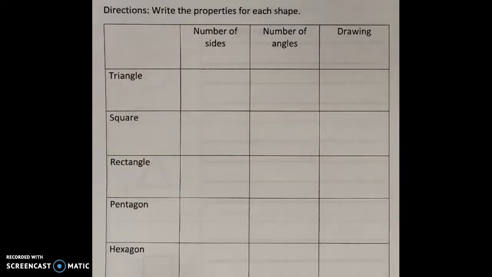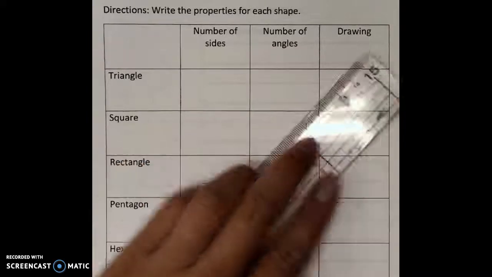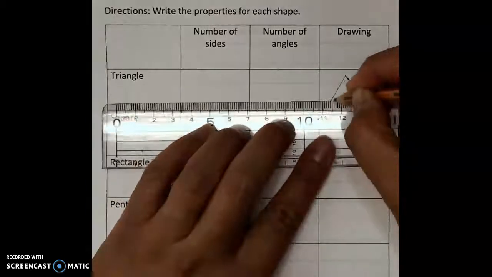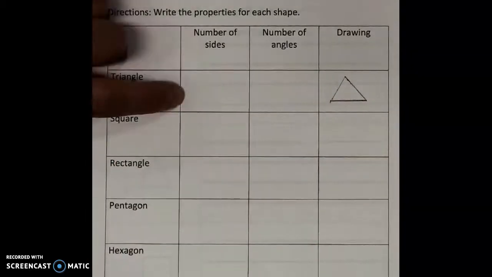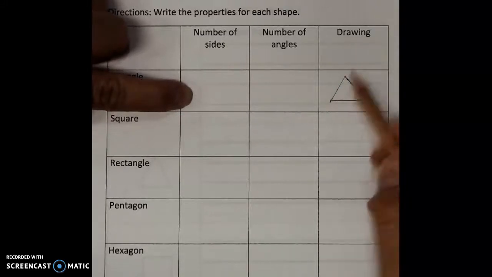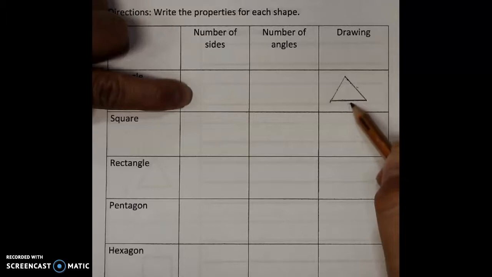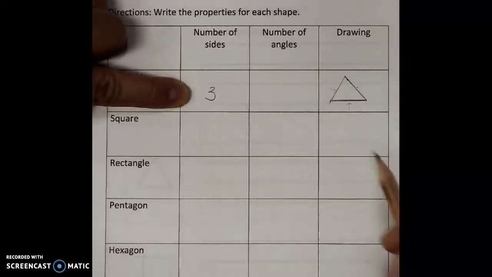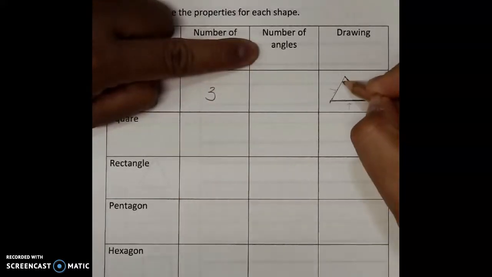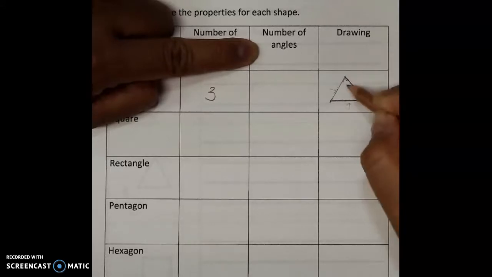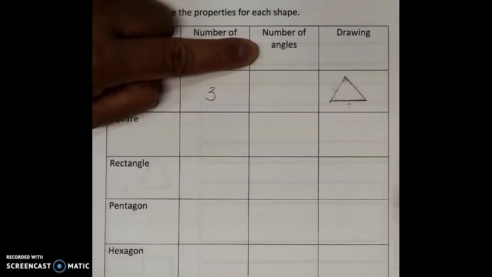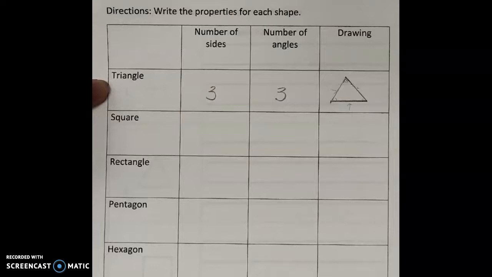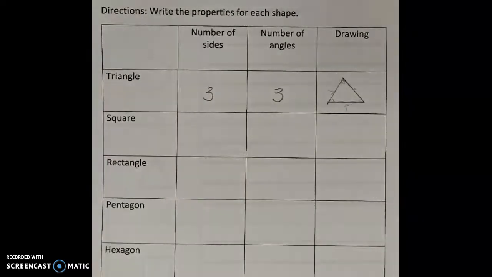Triangles are shapes that are like this. And for this first box, it says number of sides. These are the sides. How many sides are there? There are 3. Next one, it says number of angles. Angle is this part. So here, here, and here. How many angles are there? There are 3. Triangle means 3, so it just means 3 angles. The shape has 3 angles.